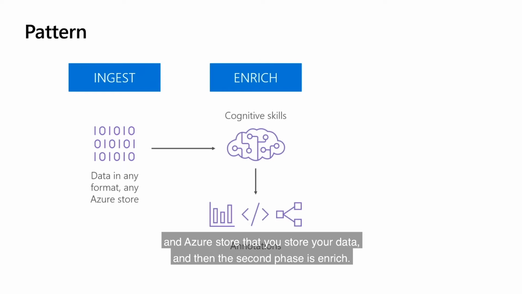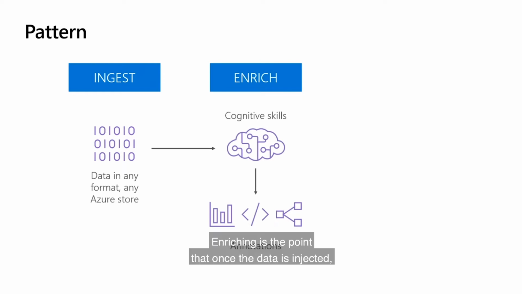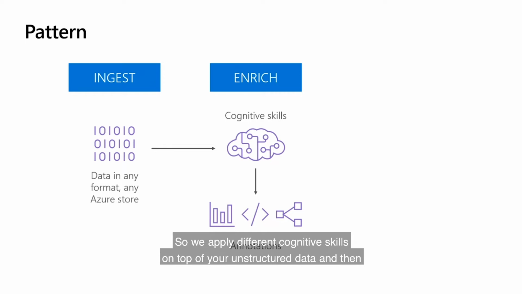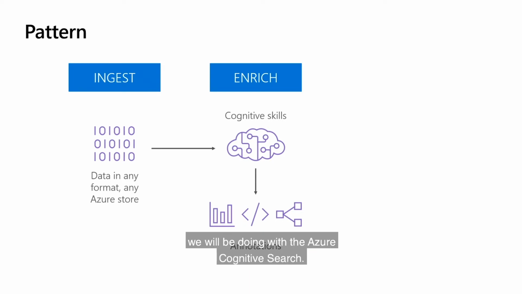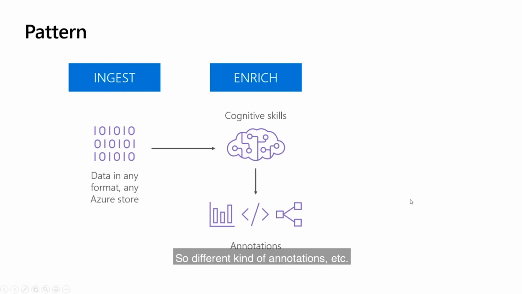And then the second phase is the enrich. Enriching is the point where, once the data is ingested, you want to make some sense out of the data. So we apply different cognitive skills on top of your unstructured data, and then make it sensible, make it analyzable. So that's what we will be doing with Azure Cognitive Search. So different kinds of annotations, etc.